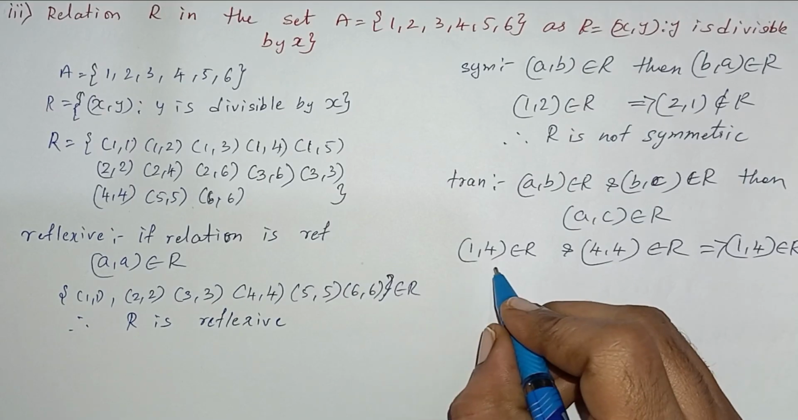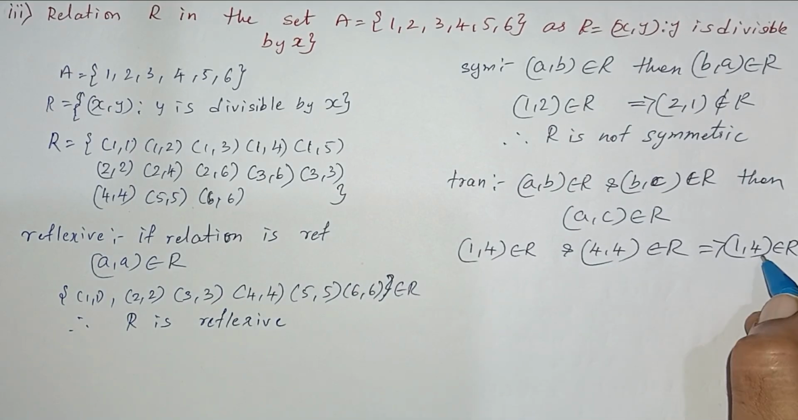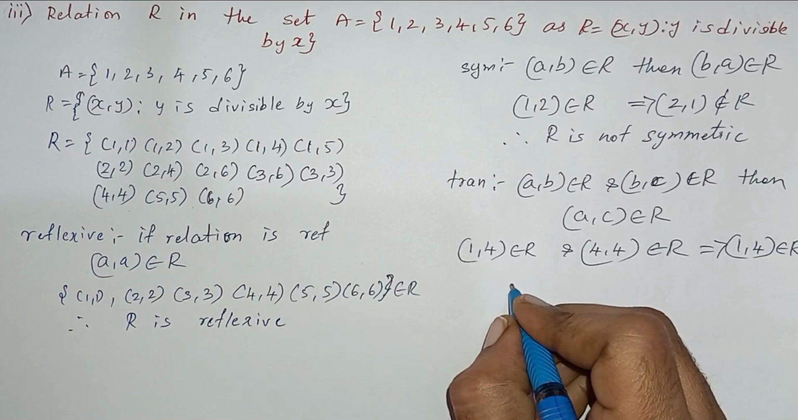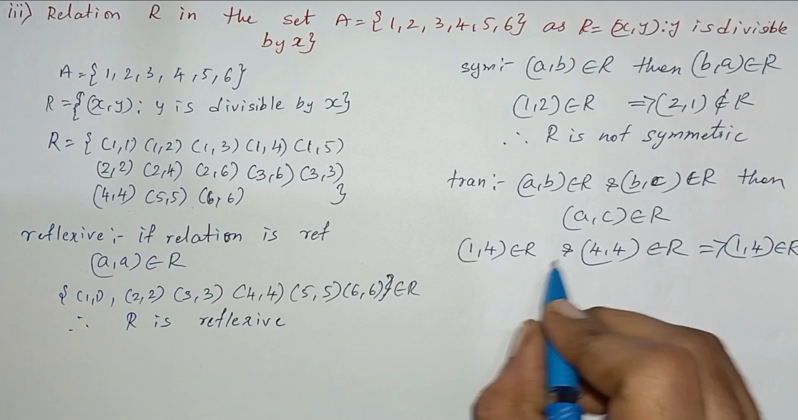So here we have 1 comma 4, then 4 comma 4, then it implies that 1 comma 4 also belongs to R. So we have all the elements, and this 1 comma 4 is also belonging to R.